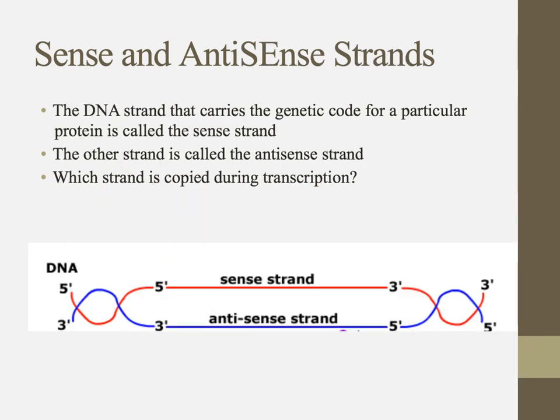So how do we know which strand to use, right? Well, these double strands of DNA can be thought of as sense and antisense strands. The strand that actually carries the DNA genetic code for making a particular protein is called the sense strand. So the sense strand actually has the codes that we need. The other strand is called the antisense strand.